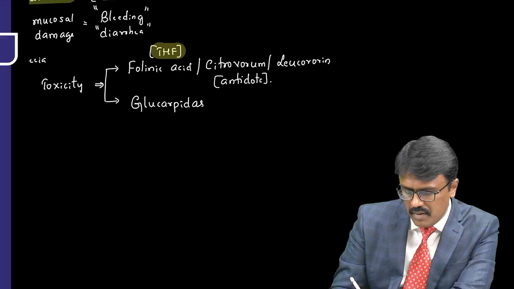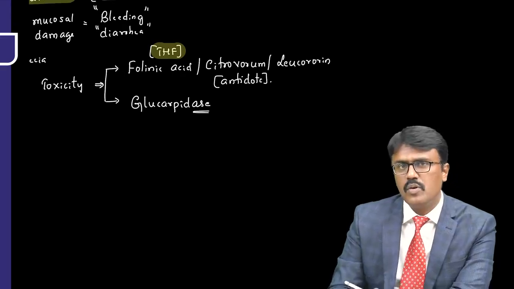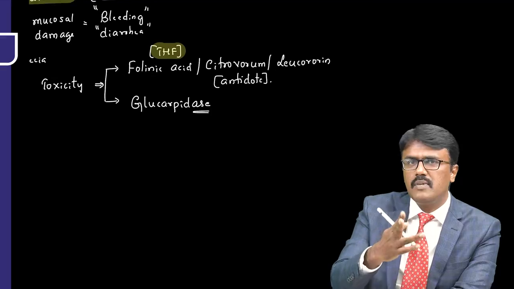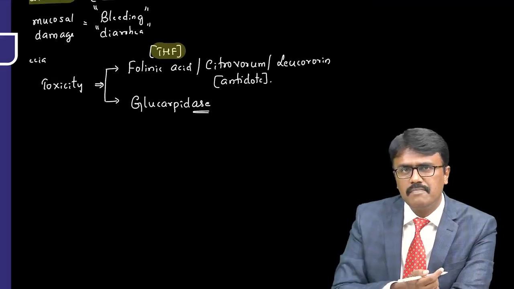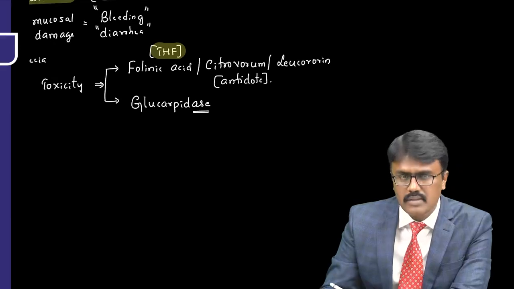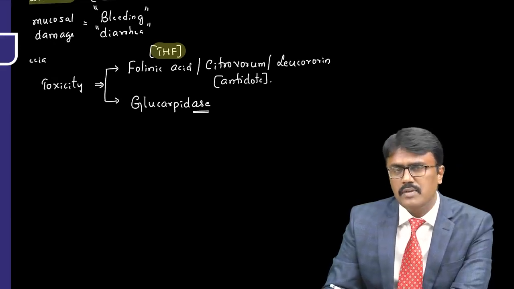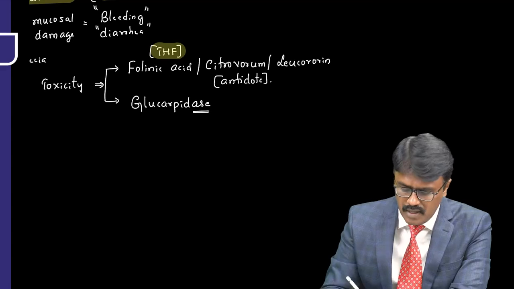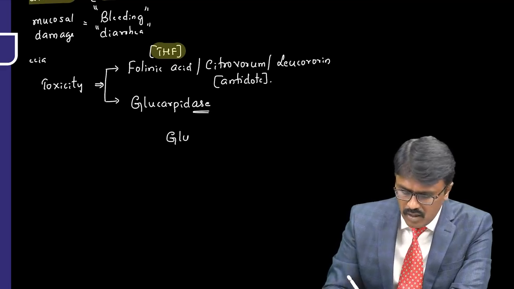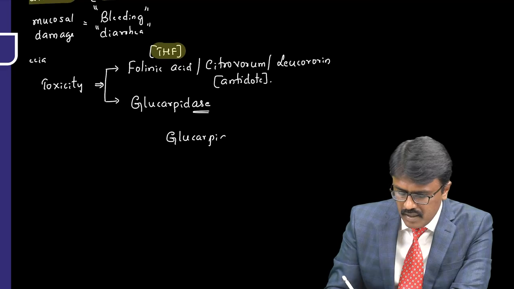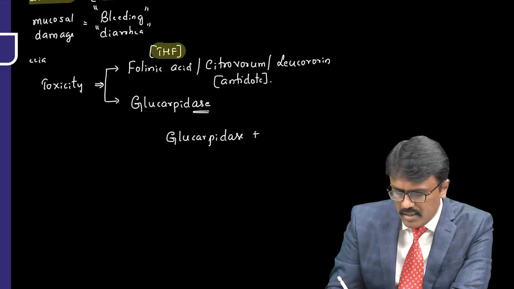Glucarpidase, as the name ends with ASE, is an enzyme. So the enzyme will cut methotrexate. When it cuts methotrexate, methotrexate is metabolized. So methotrexate toxicity is also managed with an enzyme, glucarpidase, but never give glucarpidase plus folinic acid.